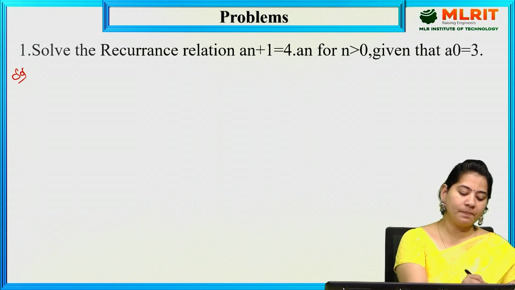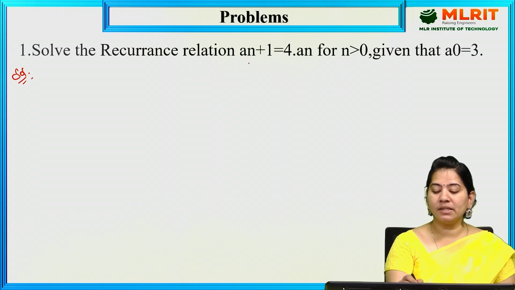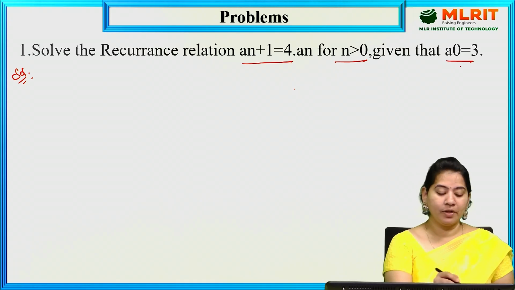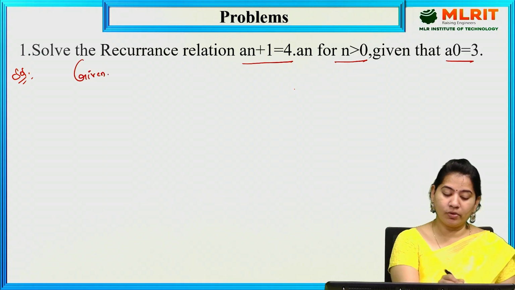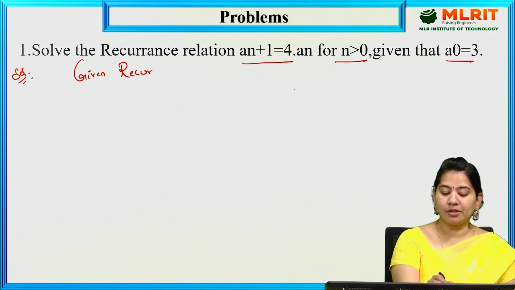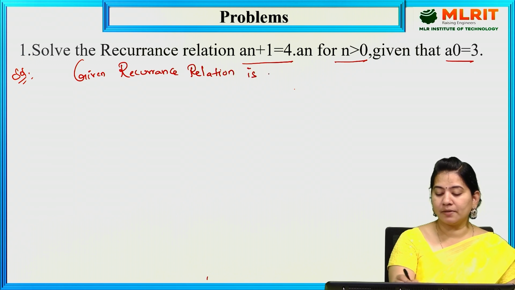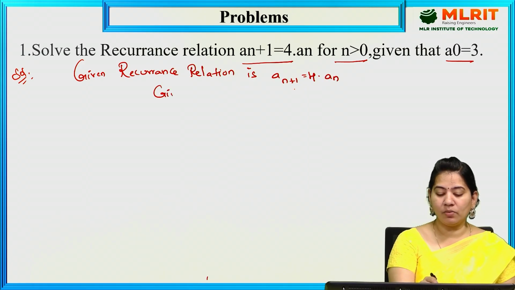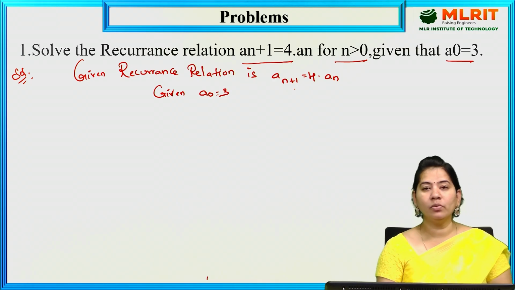The first question is: solve the recurrence relation a_(n+1) = 4 * a_n for n greater than 0, given that a_0 = 3. First, let us write down the given recurrence relation. The given recurrence relation is a_(n+1) = 4 * a_n, and given a_0 = 3.